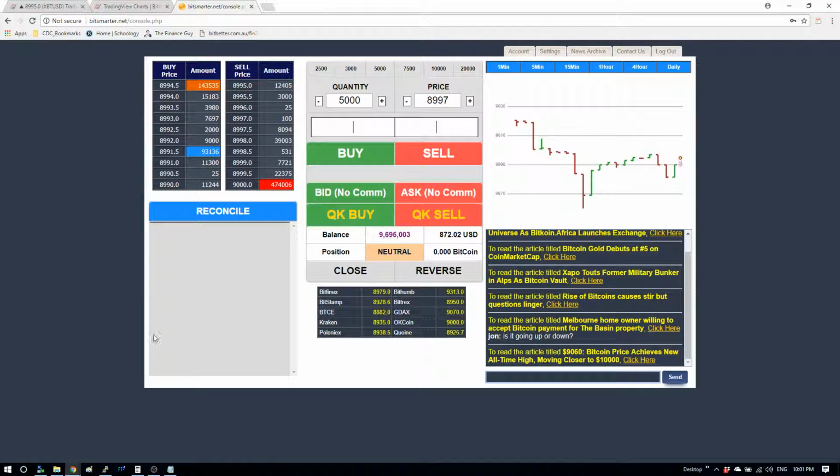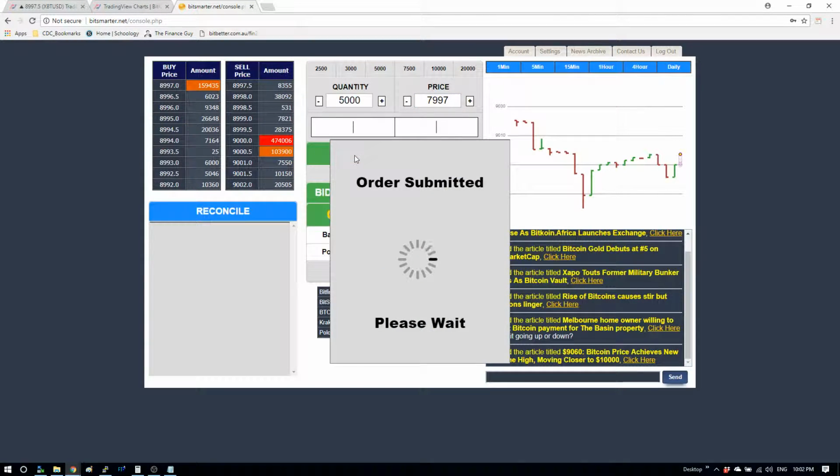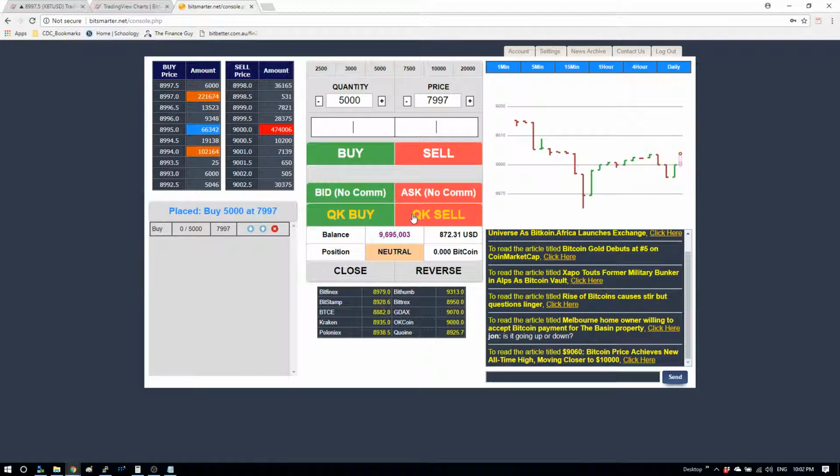Down here we will see all the orders that we've placed. So if I was to place a low ball bid, buy, the order will get submitted to the futures exchange, and our order would show up here, which we can then edit or cancel.